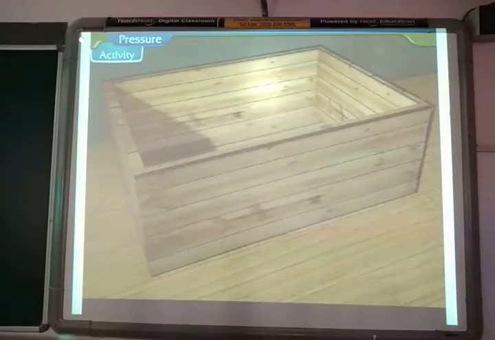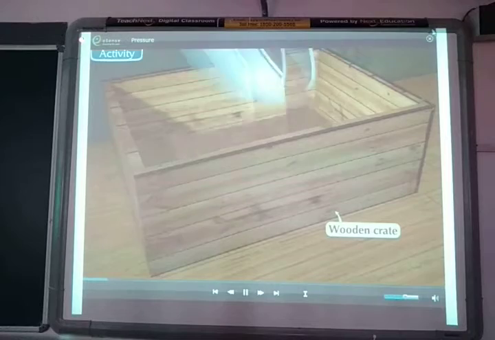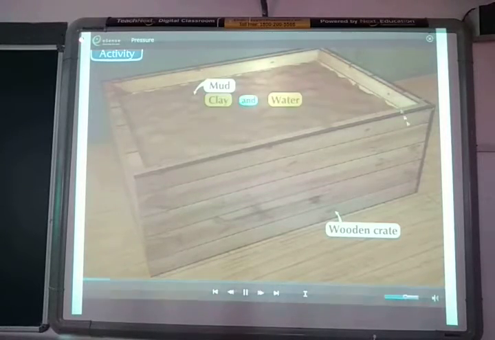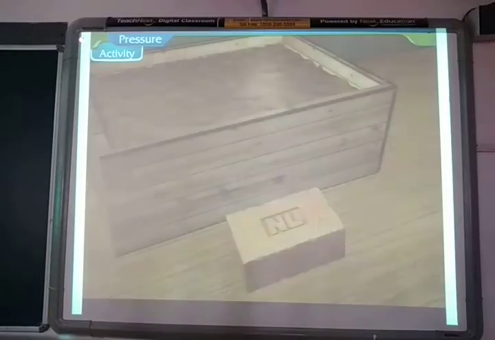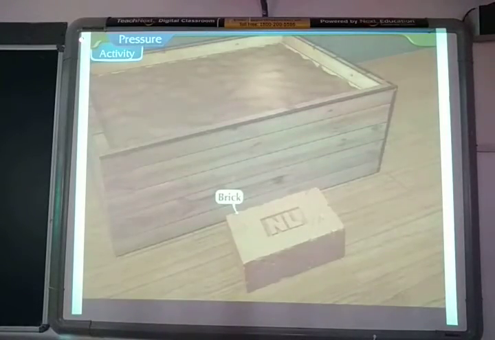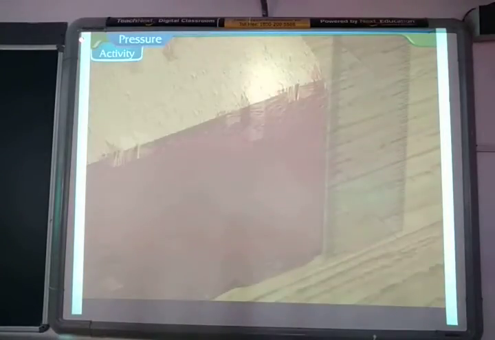Let us find this out by performing an activity. Take a wooden crate and fill it with mud, a mixture of clay and water, up to a height of about 30 centimeters. Take a brick and measure its dimensions using a ruler. Record these measurements.